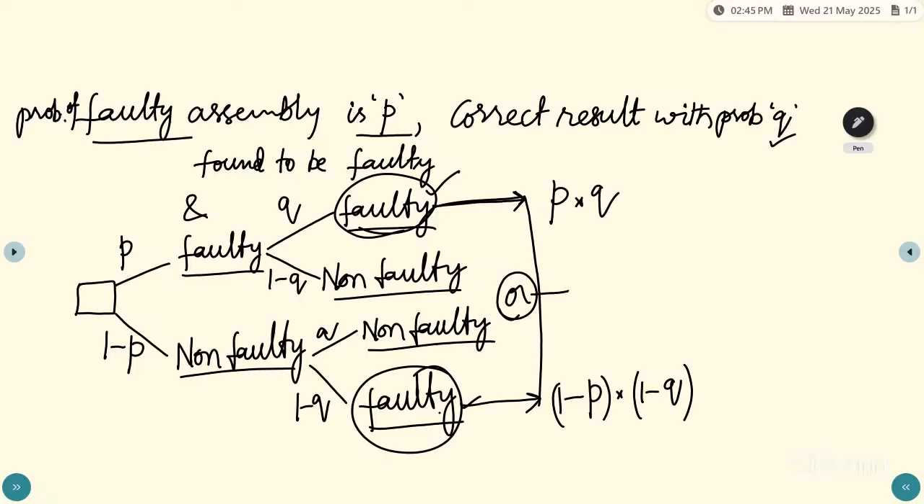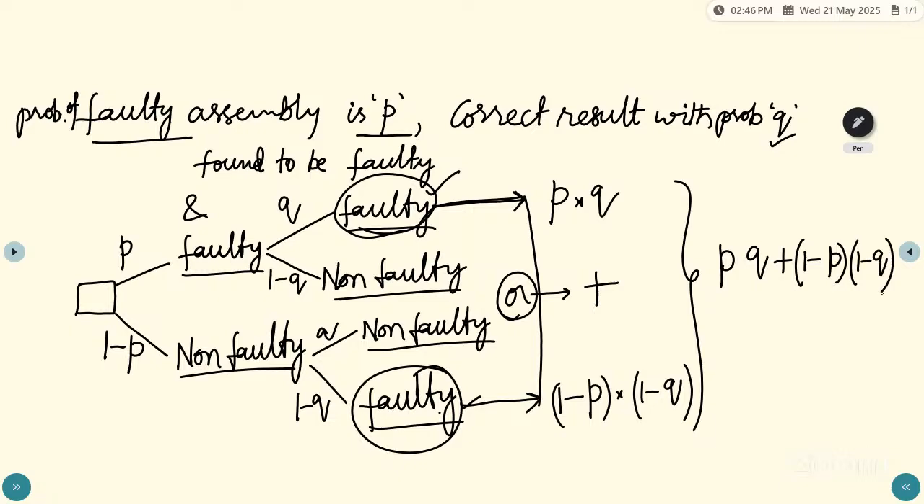So because of plus, what is the answer? P into Q plus 1 minus P into 1 minus Q.